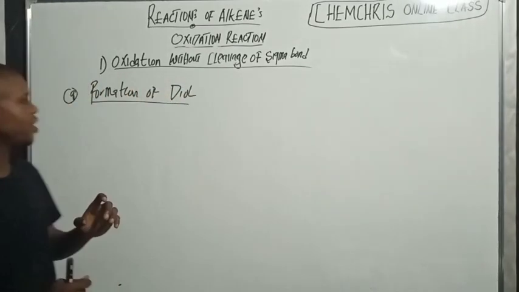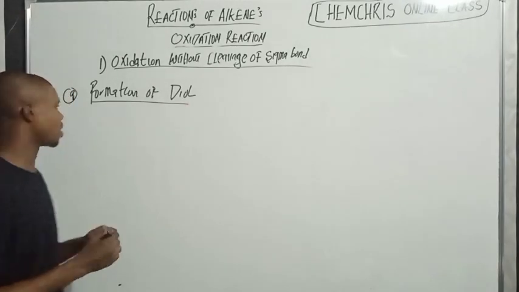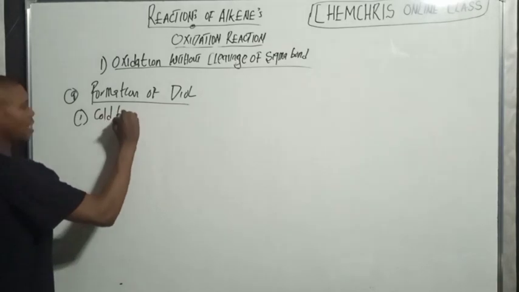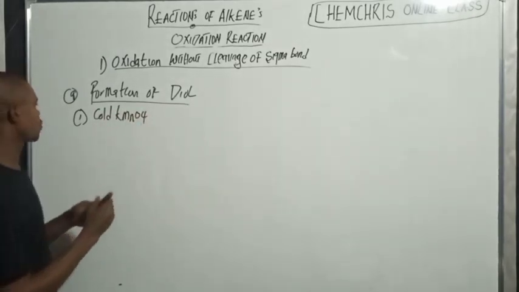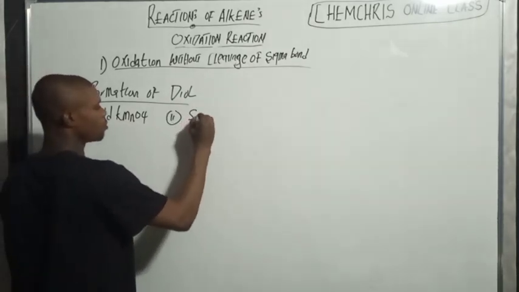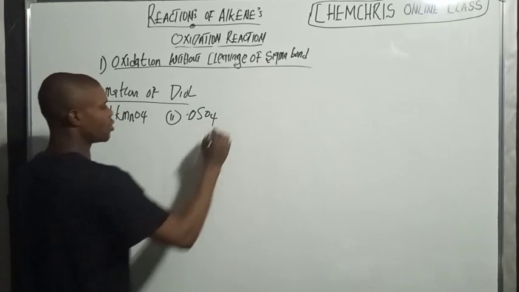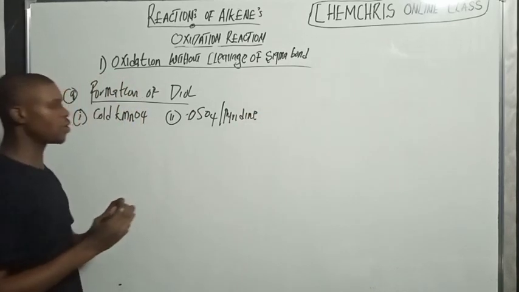Now, there are two reagents you can use to get this product. You can either use KMnO4, you understand? Or you can use osmium tetroxide in pyridine. Okay, please look up.